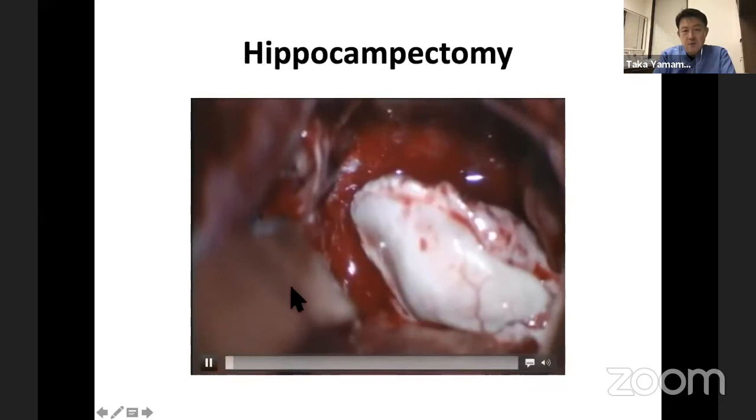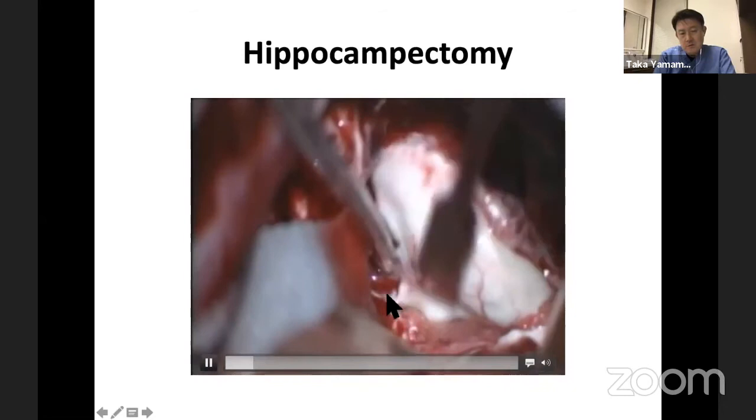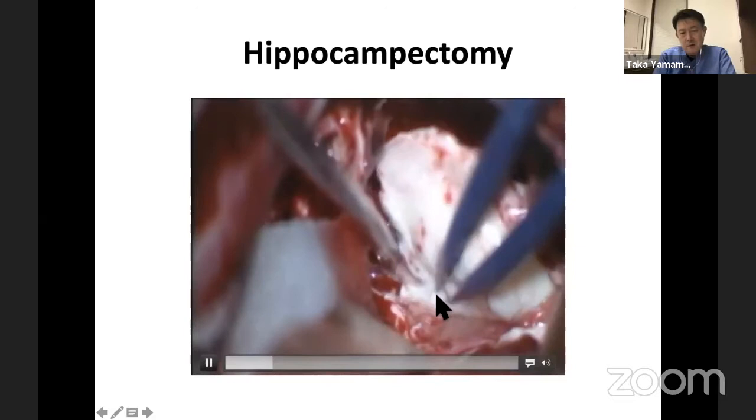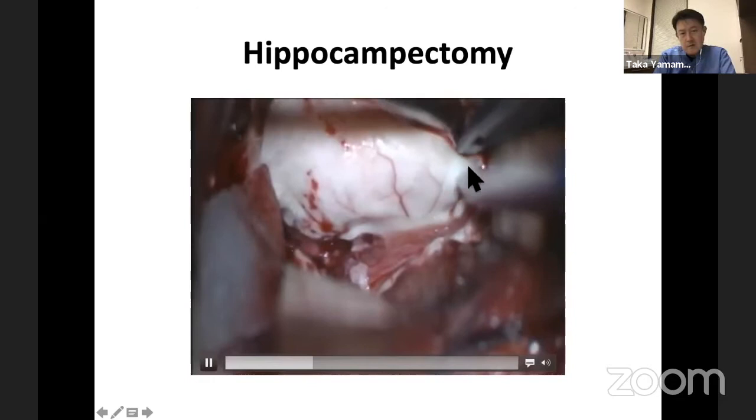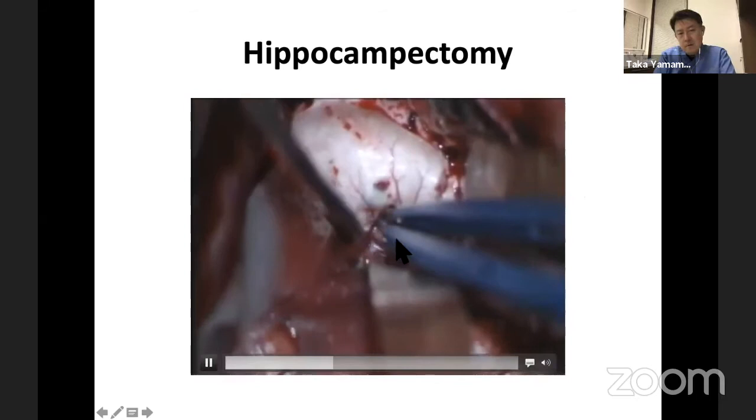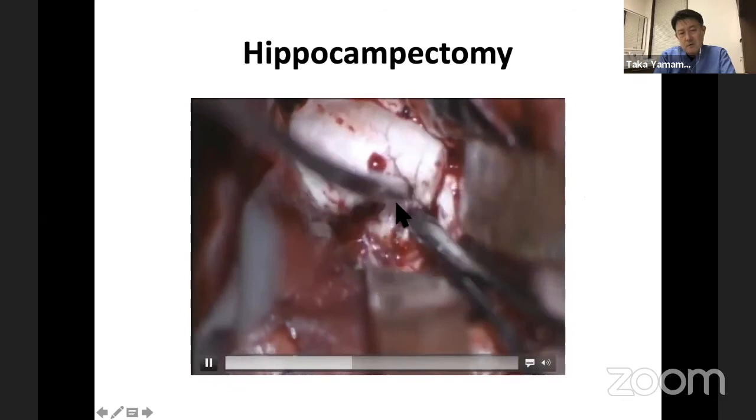So this is a hippocampectomy. After the amygdala resection, we go posteriorly. And this is the fimbria, and the fimbria is coagulated and aspirated. And then we can see the arteries. And this is the choroid plexus here. And then I cut the hippocampus here. And then coagulate and cut these vessels along the hippocampus, close to the hippocampus here. See, this is an artery.